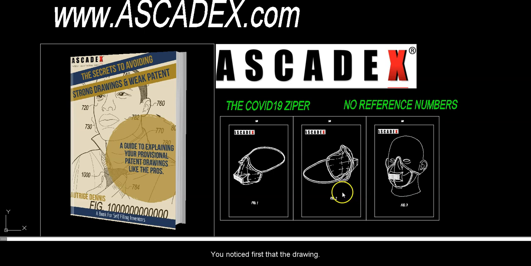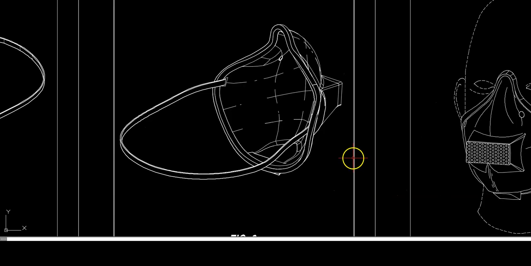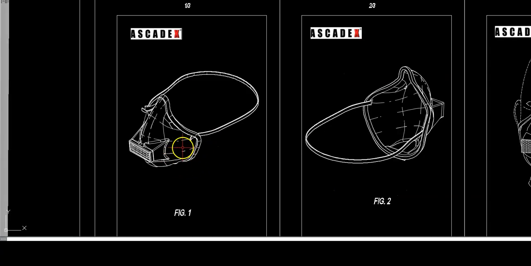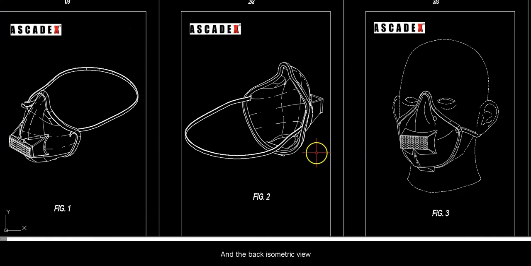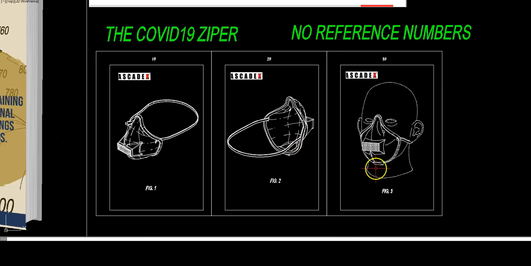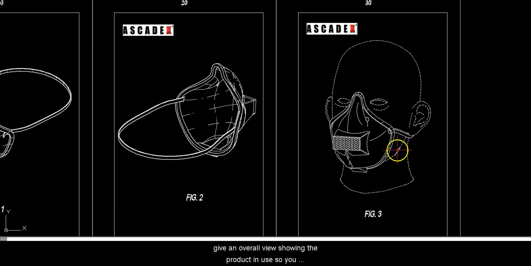If you notice first, we lay out the drawing in the order that we think will be good for you to explain your invention in a logical order. We made the front isometric view as figure 1 and the back isometric view as figure 2, and then we gave an overall view showing the product in use.